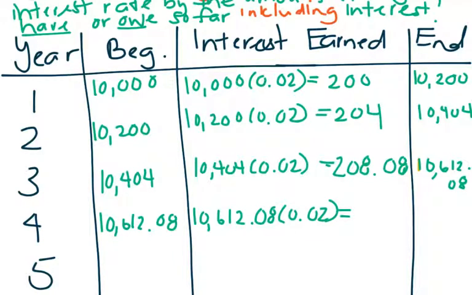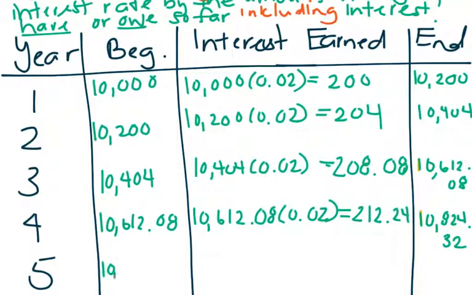And we get $212.24. We're going to add that to our previous total. We're going to add these two numbers together, and we've got $10,824.32. And let's work on the last line here.